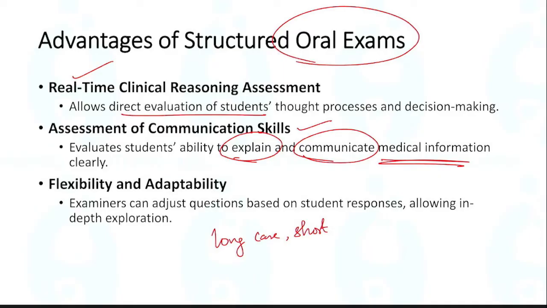Now coming to the communication skills, it is assessed in all of the types: the short case, long case, and even OSCE, because OSCE has one criterion where the student has to communicate with the patient what they are supposed to do and what they are trying to do. They have to explain the procedure to the patient, which again assesses the communication skill. So OSCE has all those things except flexibility, because OSCE is comparatively rigid, so flexibility and adaptability are more prone to long case and short case, fine.